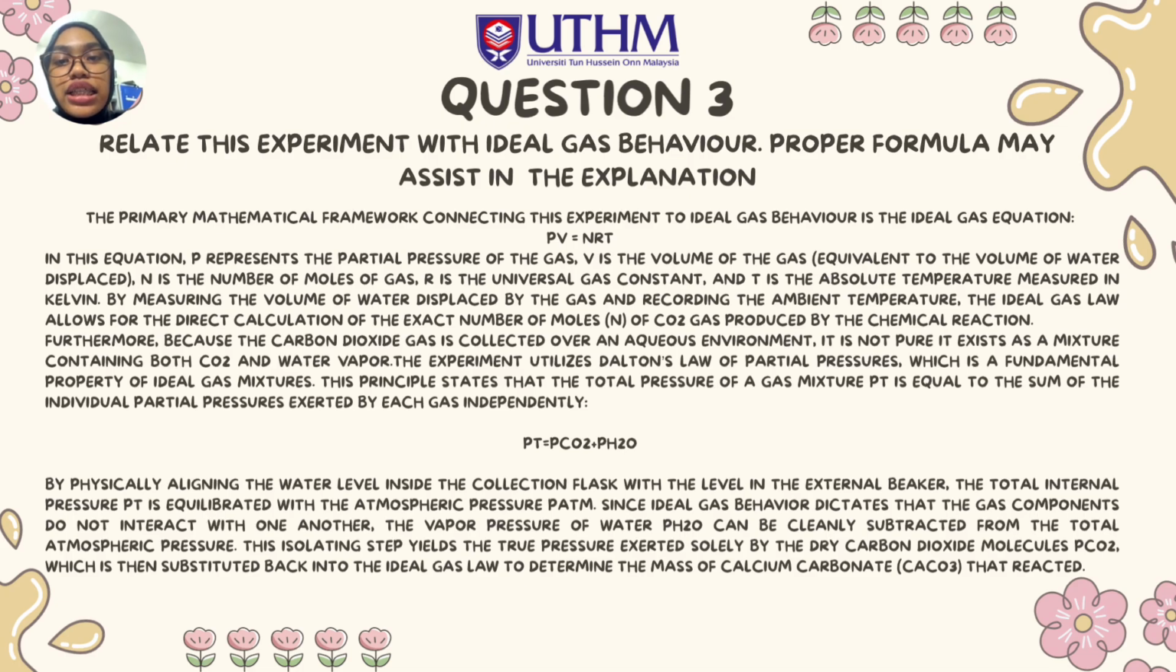Since ideal gas behavior dictates that the gas components do not interact with one another, the vapor pressure of water PH2O can be cleanly subtracted from the total atmospheric pressure. This isolating step yields the true pressure exerted solely by the dry carbon dioxide molecules PCO2, which is then substituted back into the ideal gas law to determine the mass of calcium carbonate CaCO3 that reacted.